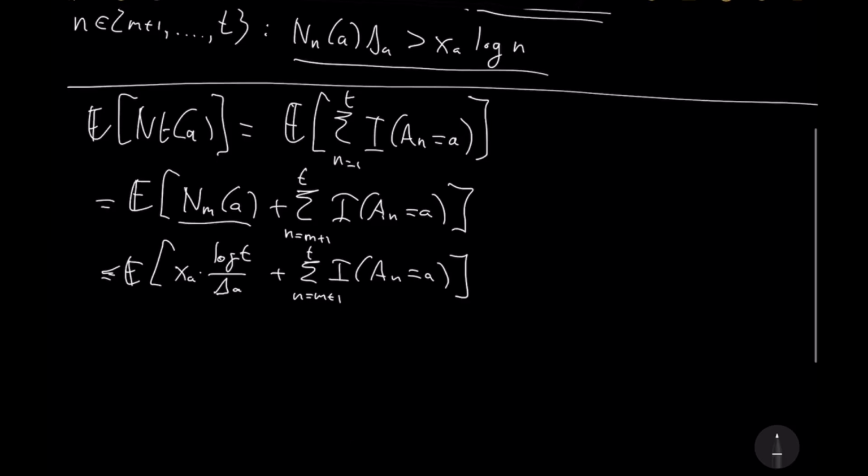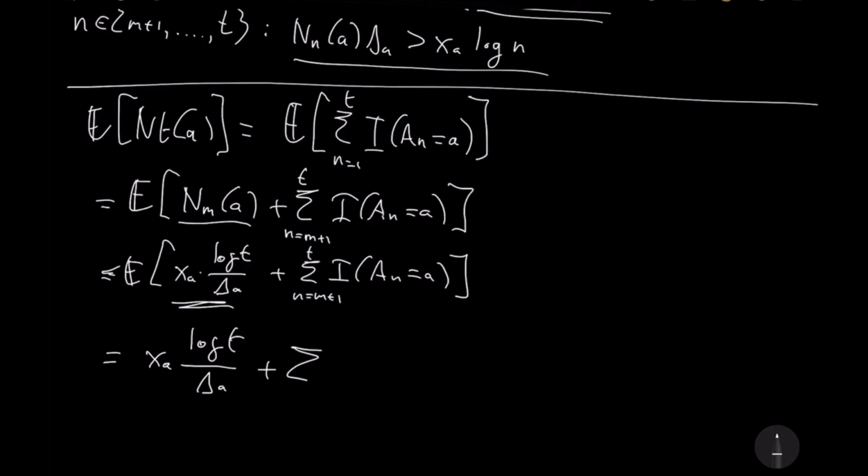And then we're going to notice that this first quantity is now no longer a random variable. We've just bounded the random variable that we had into something that is no longer a random variable. So we can take the expectation away. So we can push the expectation all the way into the summation that we have. So this is going to be equal to, not the expectation, this is just going to be xa, which we haven't determined yet, log t divided by delta a. Plus, and we can push the expectation all the way into the summation.